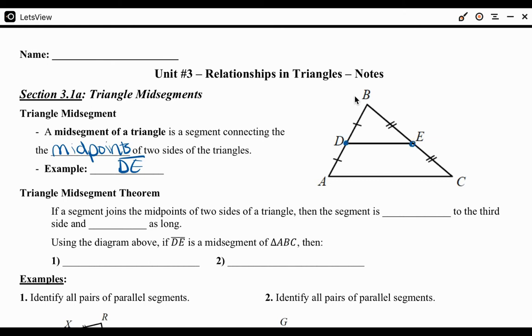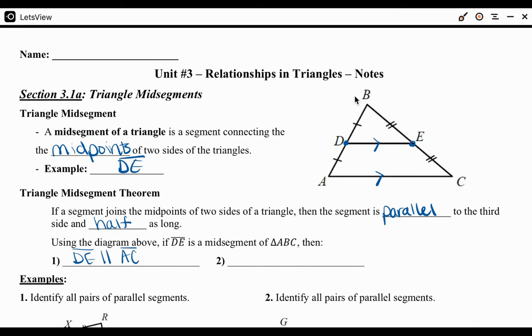With our triangle midsegment, we have this theorem. It's called the triangle midsegment theorem. If a segment joins the midpoints of two sides of a triangle, then the segment is parallel to the third side and half as long. So what this means is that DE is parallel to AC.